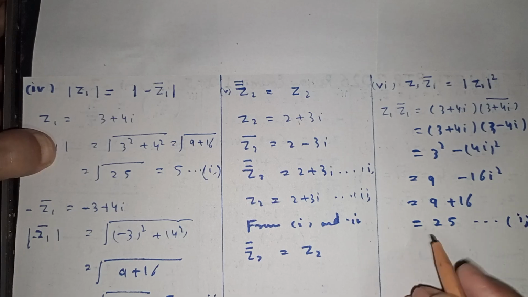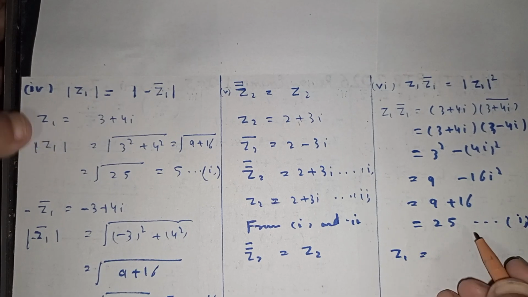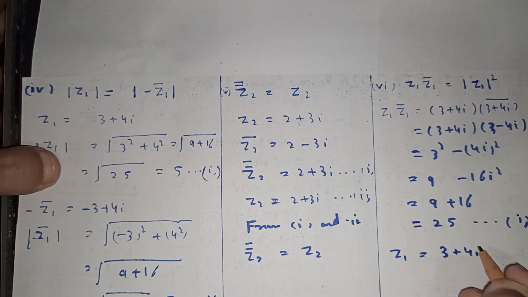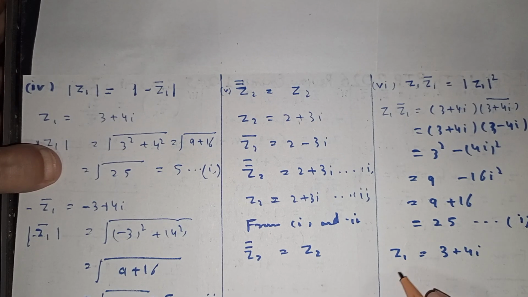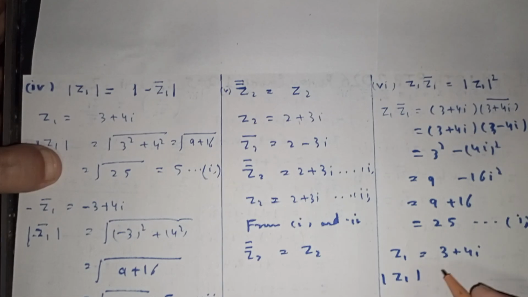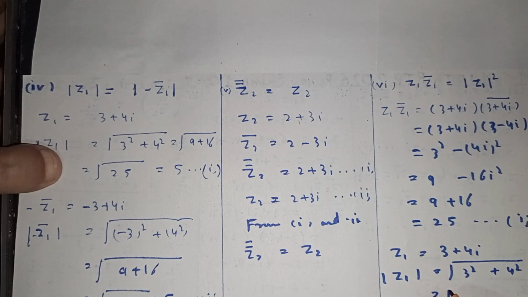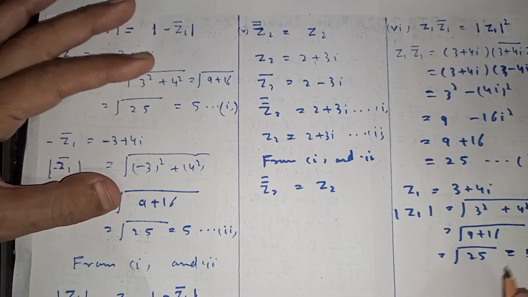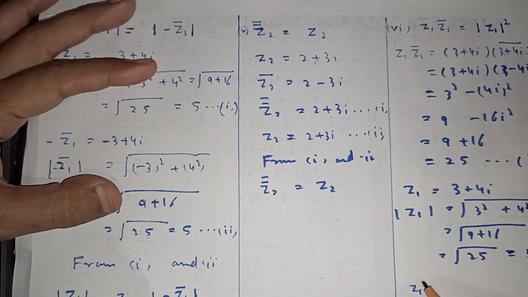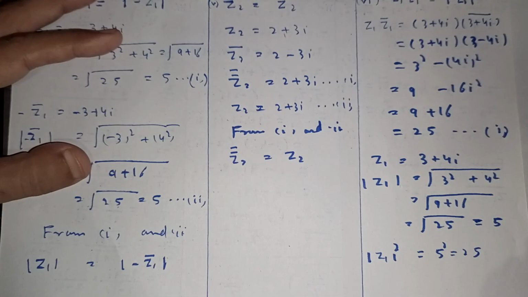We have z1 is equal to 3 plus 4 iota. Take its modulus, which is equal to the square root of 3 square plus 4 square, which is equal to 9 plus 16, the square root of 25, and that is equal to 5. Now take square on both sides. We get z1 modulus whole square is equal to 5 square, which is equal to 25. And student, that is equal to the equation 2.